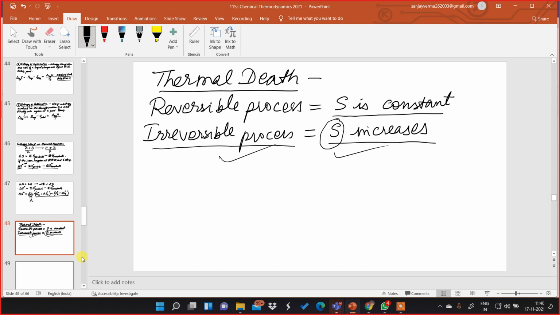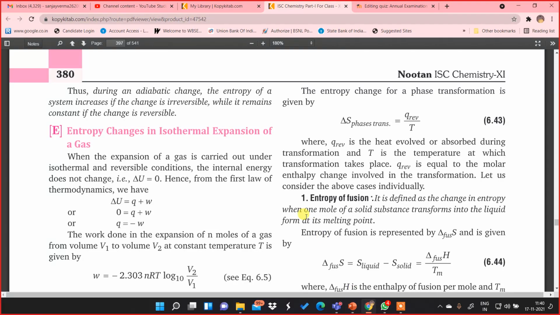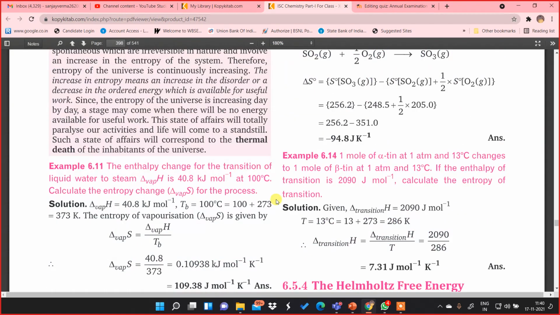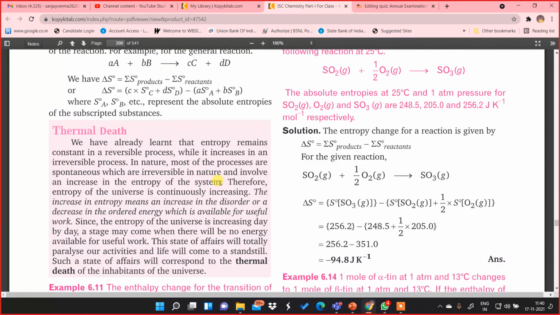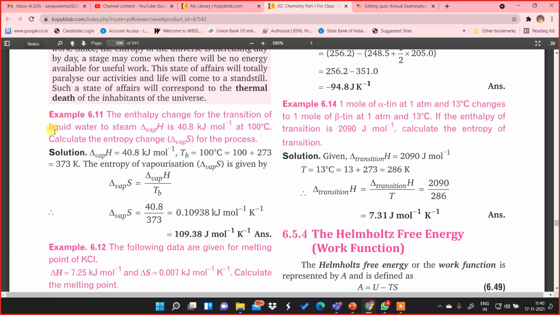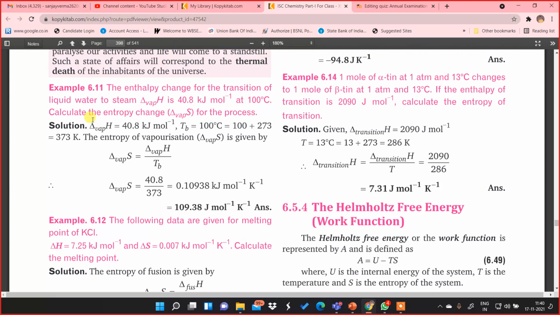formula. Okay, so for the numericals, you can have a look at your textbooks, the new textbooks, page number 381. Look at this example, example 6.11. The question says the enthalpy change for the transition of liquid water to steam.